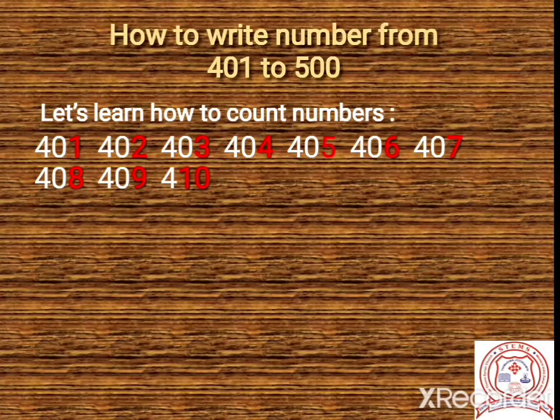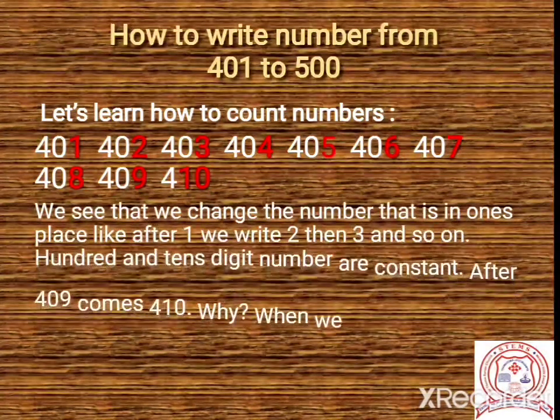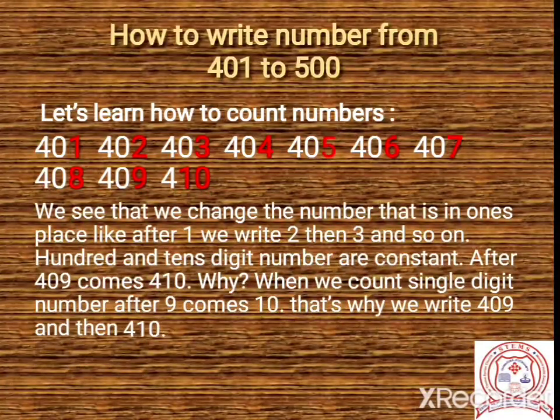You can see only the numbers at one's place is changing, the number that is highlighted with red color. Tens and hundred place numbers are the same. We see that we change the number that is in ones place, like after 1 we write 2, then 3, then 4 and so on. The hundreds and tens digits are written constant.